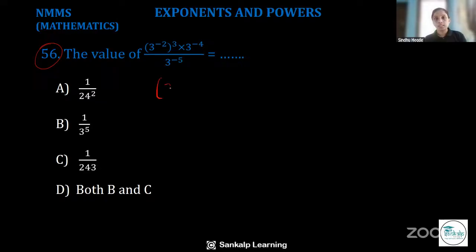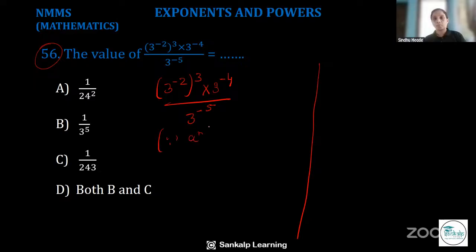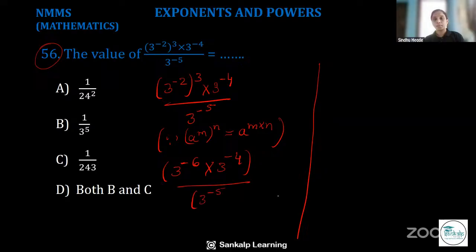Here the given number is (3 raised to minus 2) whole power 3 into 3 raised to minus 4 divided by 3 raised to minus 5. So apply the rule 1 and simplify. Now we can take this first term in the form (A raised to M) raised to N. It becomes A raised to M into N. So 3 raised to minus 2, the whole cube, becomes 3 raised to minus 6. Write the remaining term as it is: into 3 raised to minus 4 divided by 3 raised to minus 5.